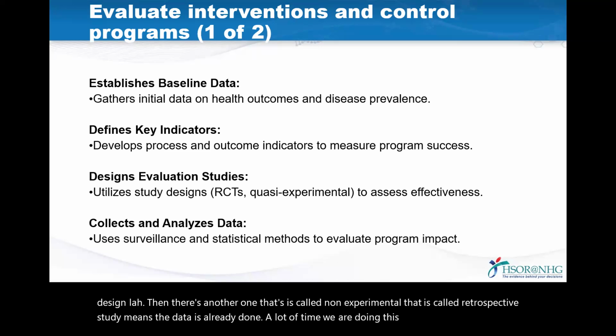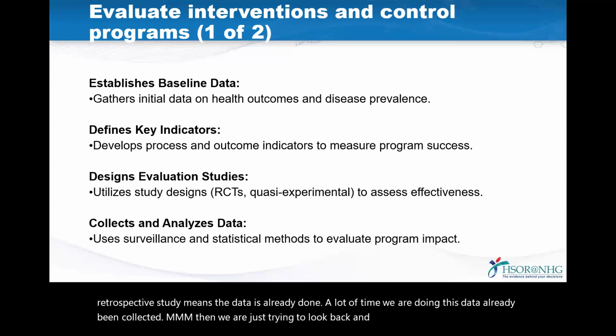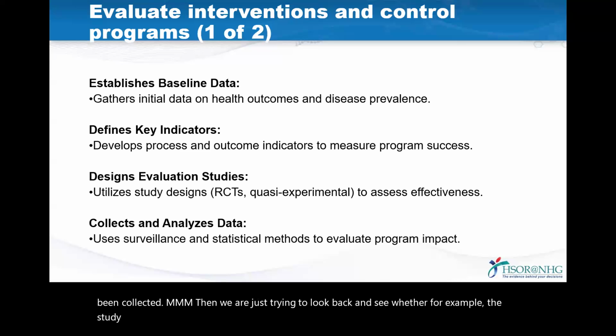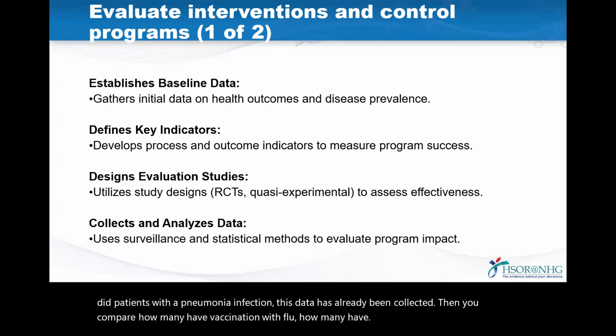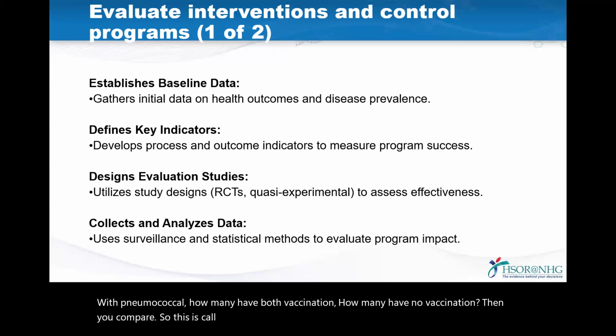Data has already been collected. Then you're just trying to look back and see, for example, in the study you did, patients with pneumonia infection. This data has already been collected. Then you compare how many have vaccination with flu, how many have vaccination with pneumococcal, how many have both vaccinations, how many have no vaccination. They compare. So this is called retrospective database type of research. It's not really experimental. That's another form.